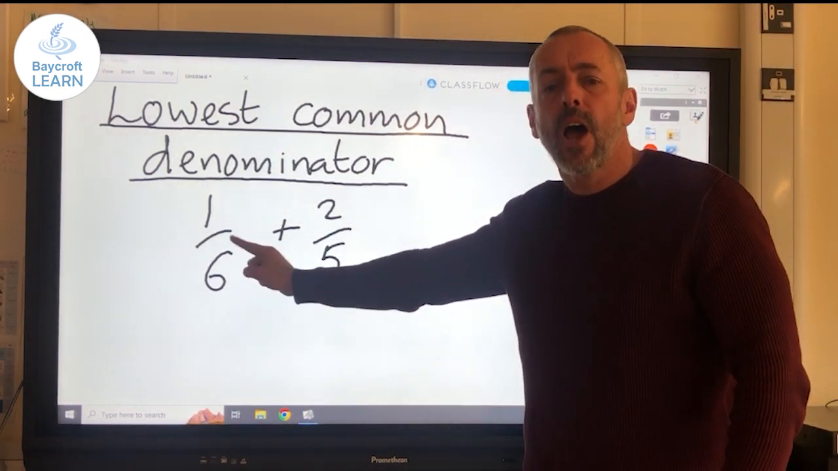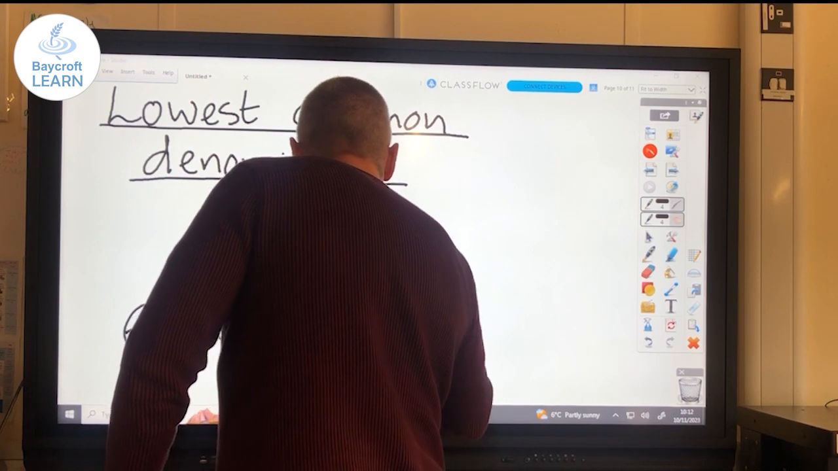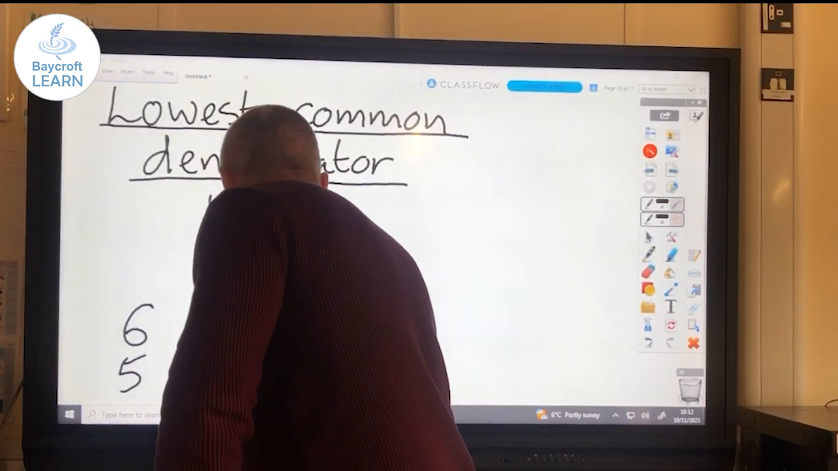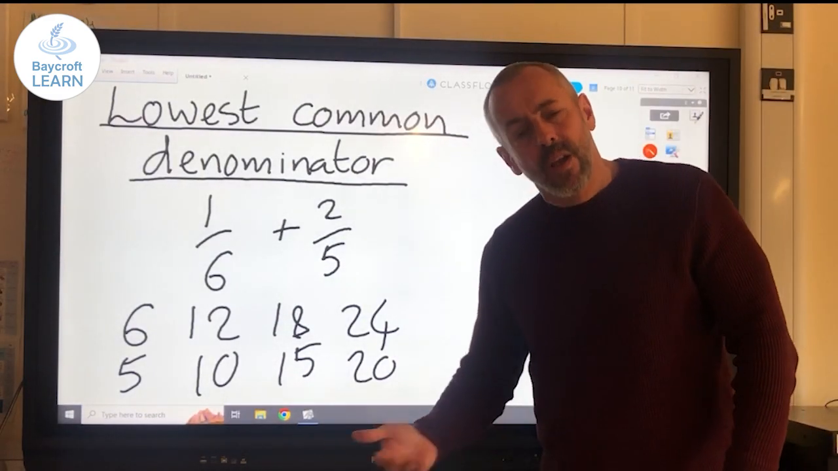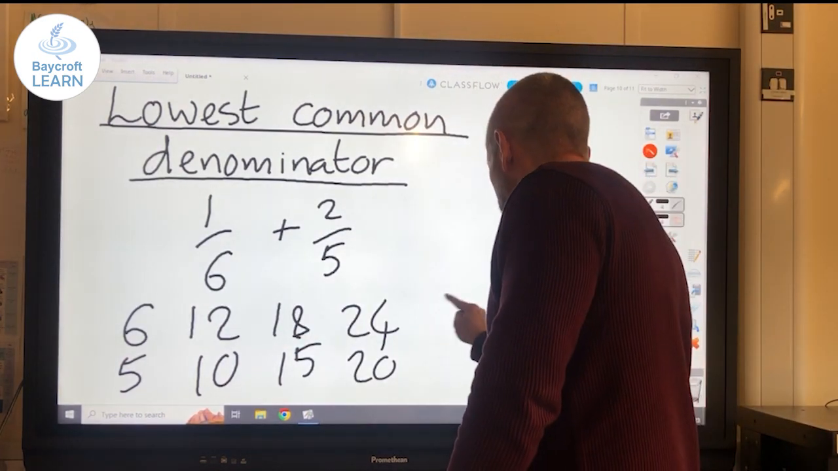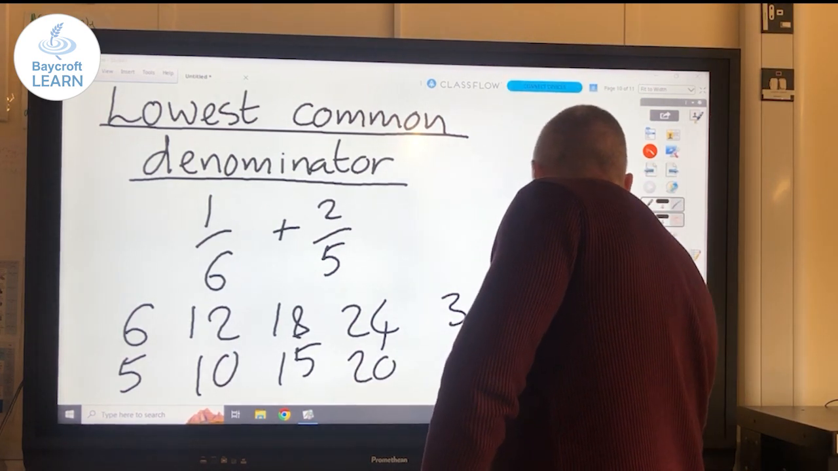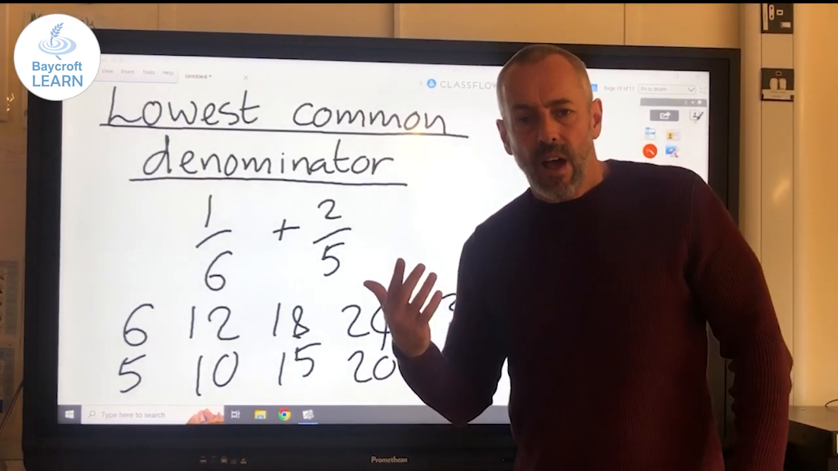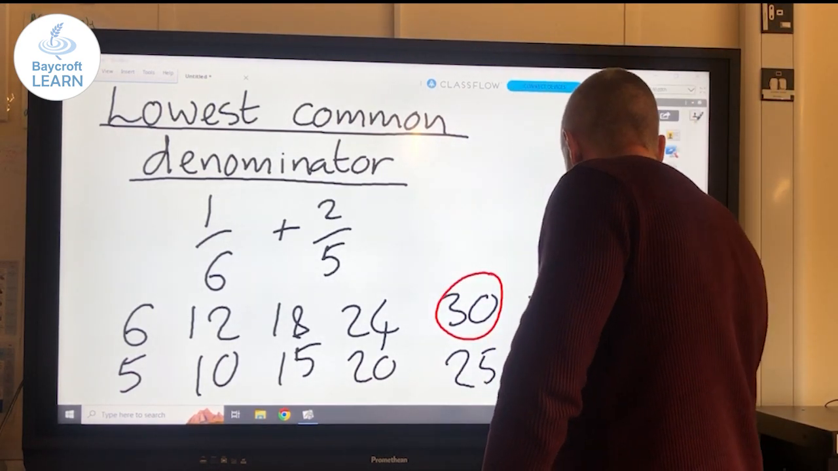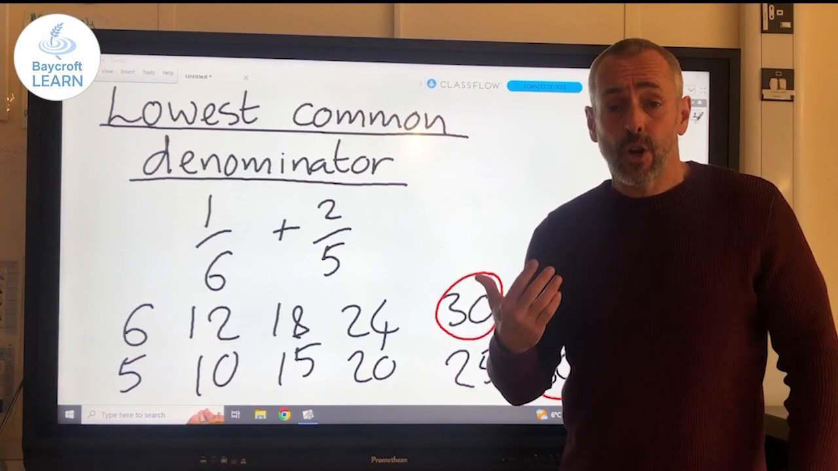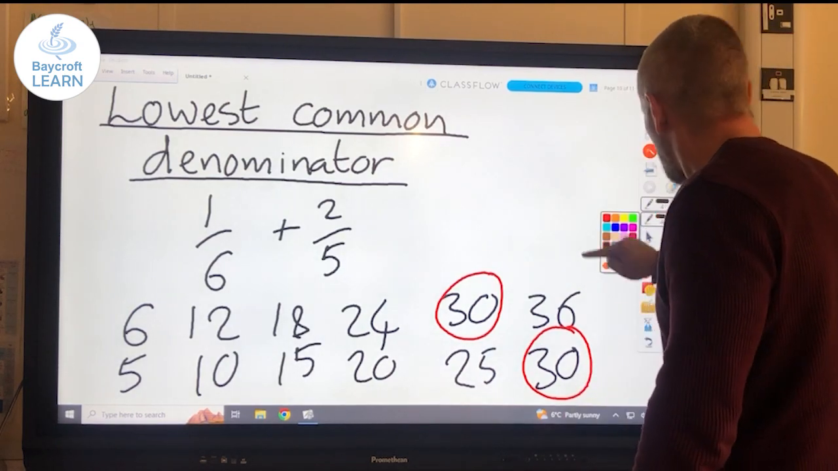So let's start by finding our lowest common multiple. So 6, 12, 18, 24, 5, 10, 15, 20. What's the smallest number that appears in both lists? There isn't one. So we're going to write out a few more. 6, 12, 18, 24, 30, 36, 20, 25, 30. So we've now found the first number that appears in both lists, which is 30. And we can use that as our lowest common denominator. Common, of course, meaning the same.